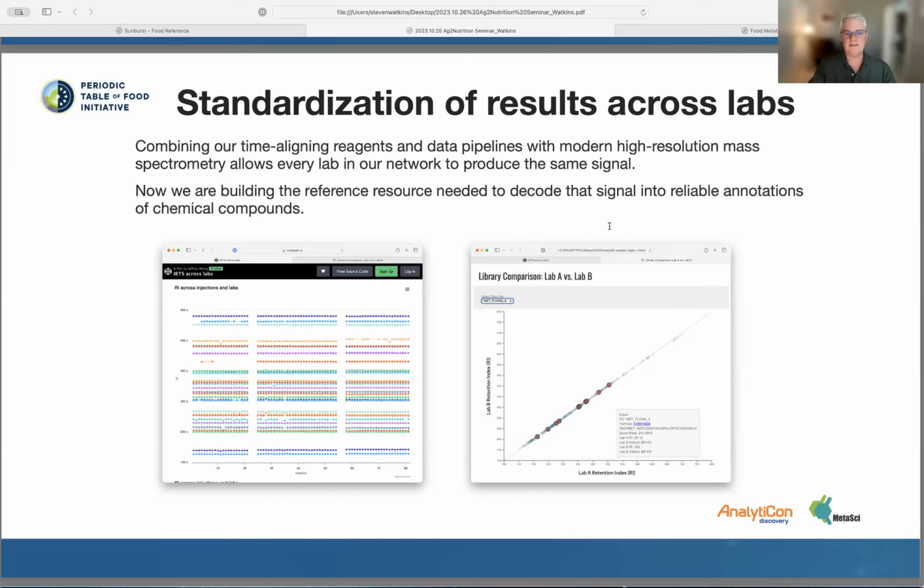So now we have aligned the signals that are coming out of every lab, and that allows us then to build this library of understanding by running chemicals in multiple places, making sure that they come out at the same time with the same mass and the same signal. We build this consensus across labs of what it means to see a certain compound on these platforms, and that's shown in the figure on the right. So all that said, that's the underlying technology. This is where the fun starts.